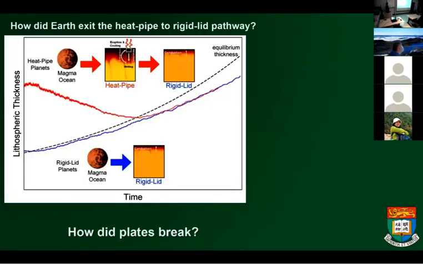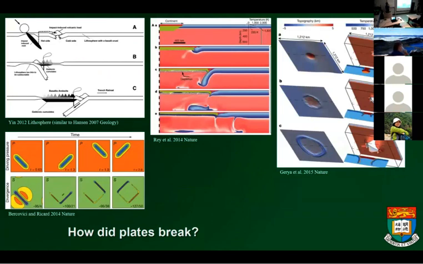So let's talk about the last section. We only have about 10 slides left. In the last section, I want to talk about how plates broke, so how we get out of heat pipe and into plate tectonics. There's a variety of models for this. You can have an impactor. This little ball up here would represent some sort of an impacting asteroid that could mess with processes enough to initiate subduction.